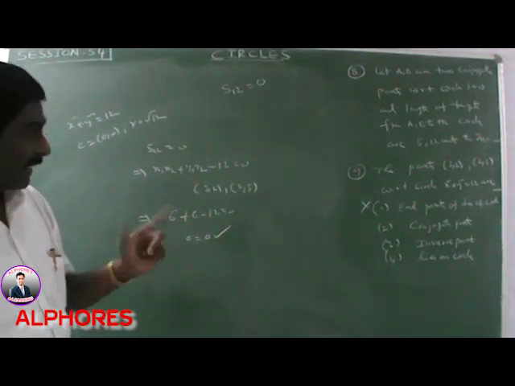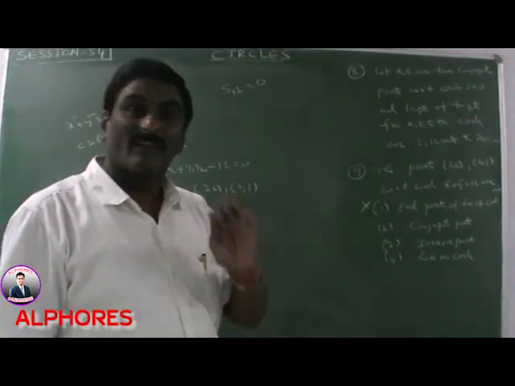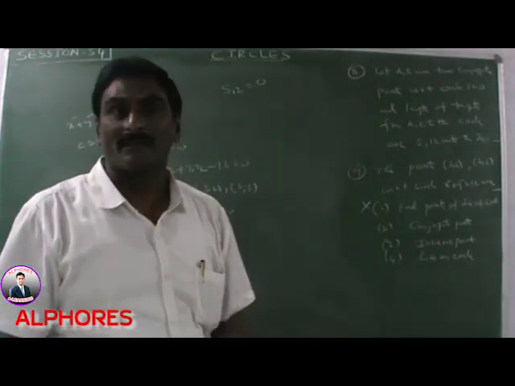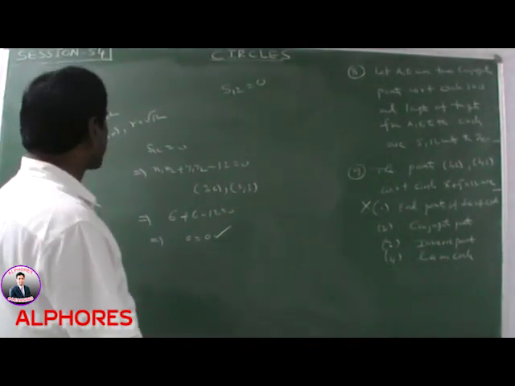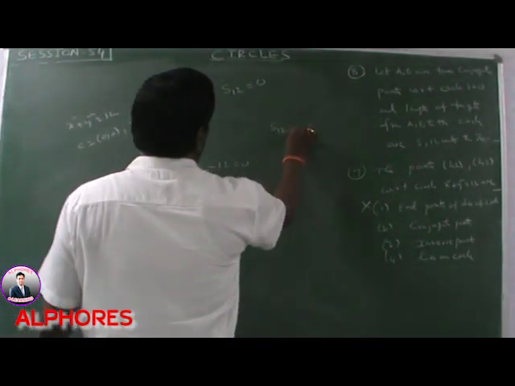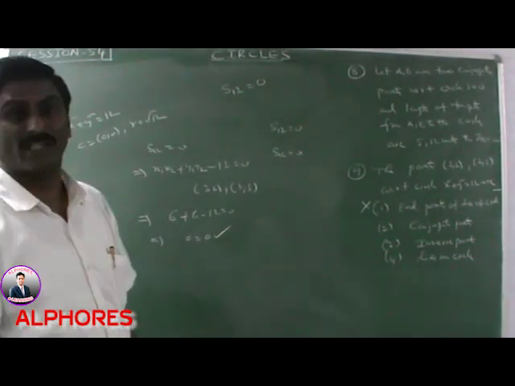It is okay. But here, the third option is inverse points. Inverse points means these are also conjugate points. What is the difference between the inverse points and the conjugate points? In conjugate points, S12 is equal to 0. In inverse points also, S12 is equal to 0. Every inverse point pair must be conjugate.